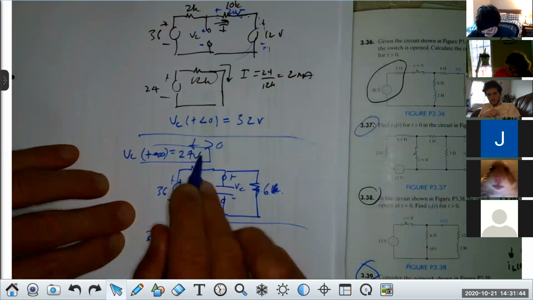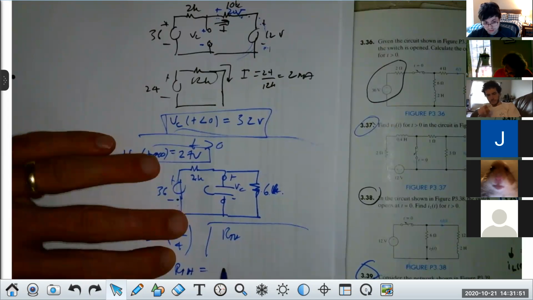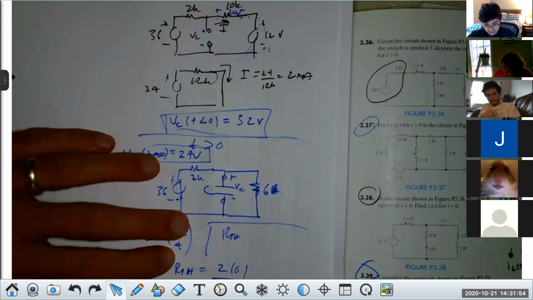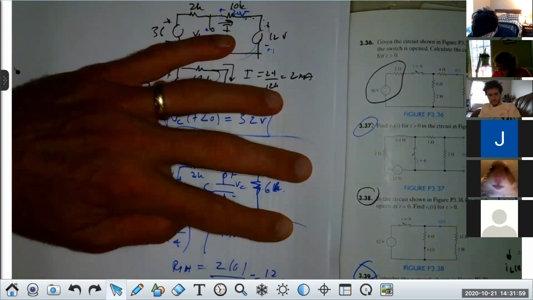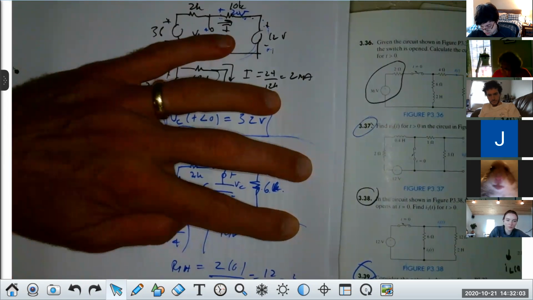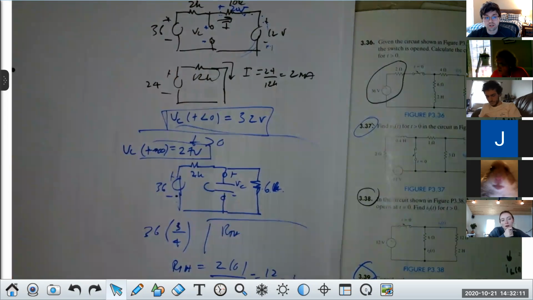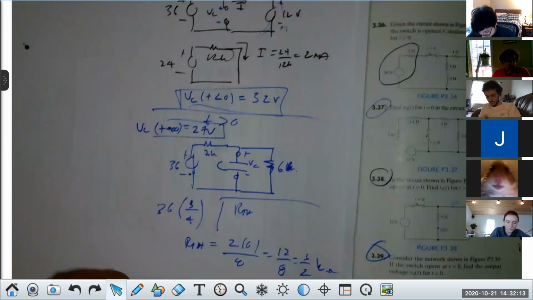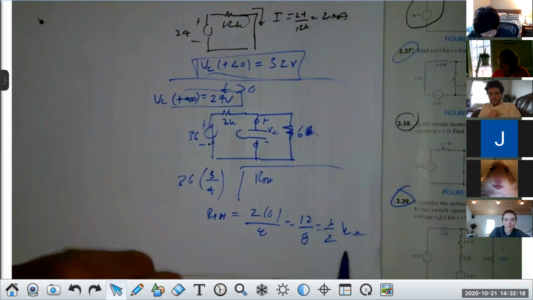Therefore, R Thevenin becomes 2 in parallel with 6, right? That would be 2 times 6 over 2 plus 6, or 8. So it's 12 over 8. Divide both by 4, I get 3 halves. Agreed? And then that's R Thevenin and it would be in K ohms. Is that right, class? Yes.